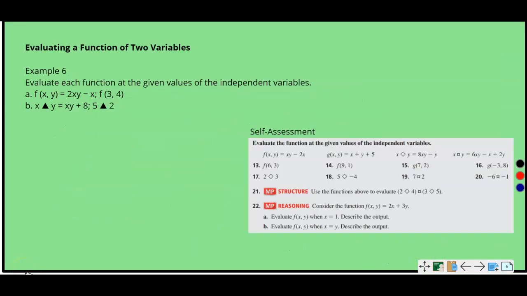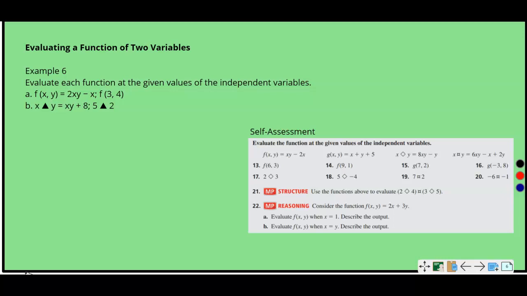All right, last example, evaluating a function of two variables. Example 6 says evaluate each function at the given values of the independent variables. A function of two variables is a function where the inputs are ordered pairs. So each input, x and y, is paired with exactly one output. Okay, so what does that mean?